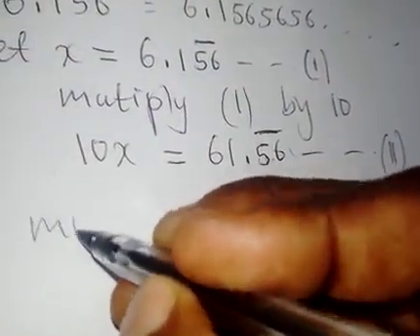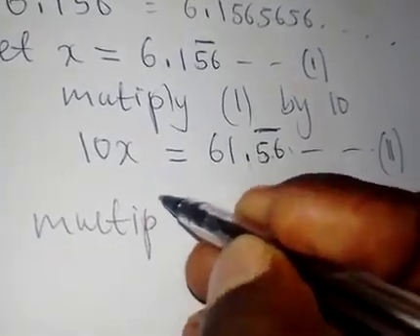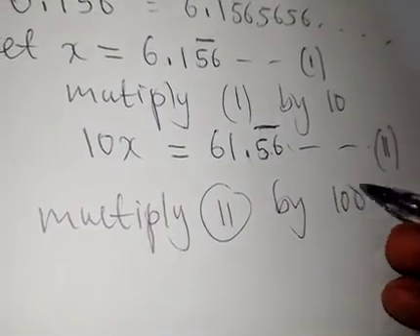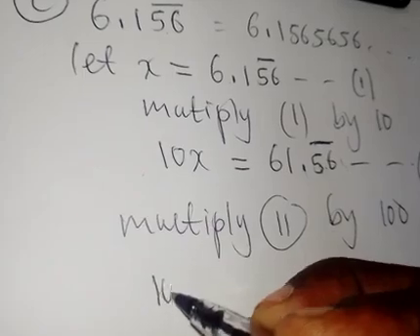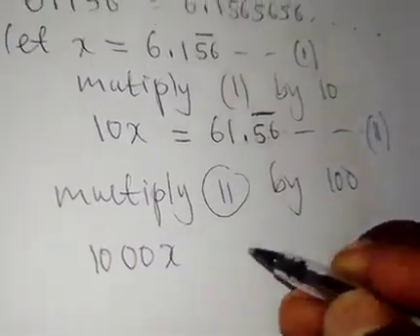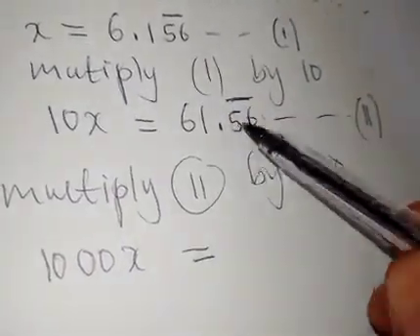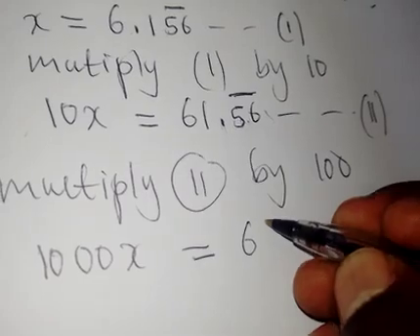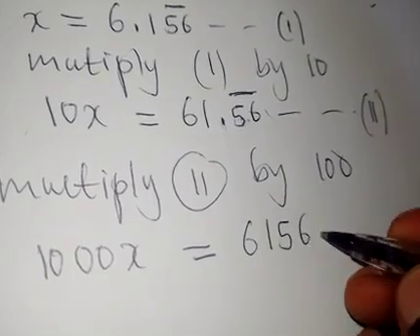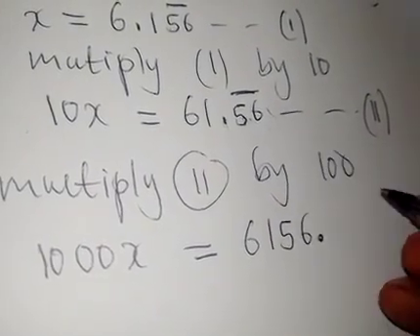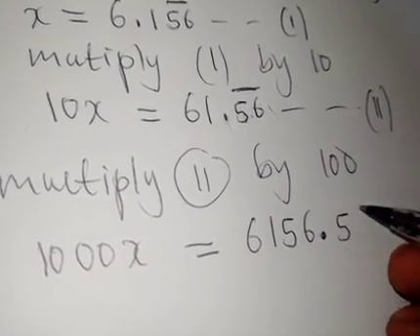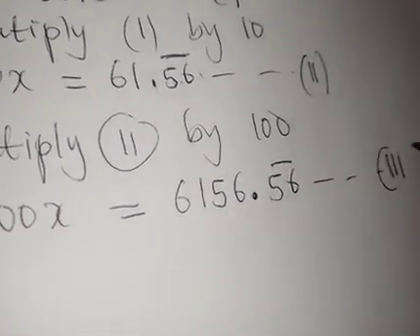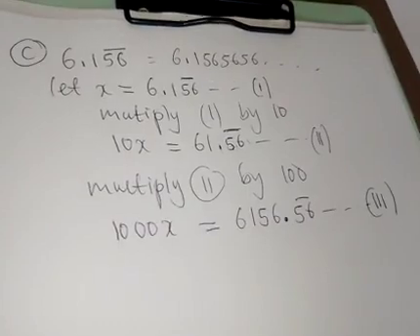So multiply equation 2 by 100, so that we have 1000x on this side being equal to, so multiplying by 100, the decimal point moves 2 steps. We have 6, 1, 5, 6, then the point there. Remember 5, 6 is being repeated, so we still have 5, 6 on this side. And this will be our third equation, like that.